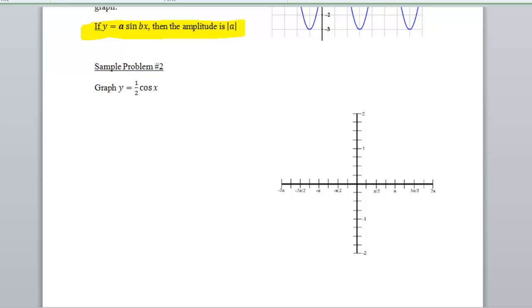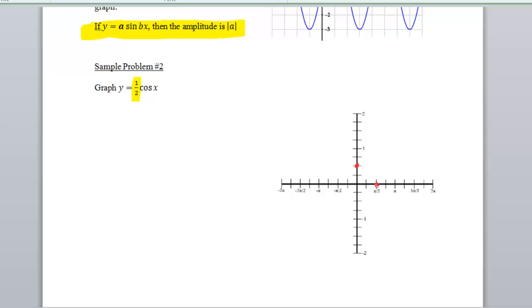Okay, so we recognize here that the amplitude is 1/2. So that tells me the highest I'm going to go up on the graph is 1/2, and the lowest is going to be -1/2. So with the cosine, I would normally start at 0, 1, but since my amplitude is only half of that, I'm going to start that process at 1/2.